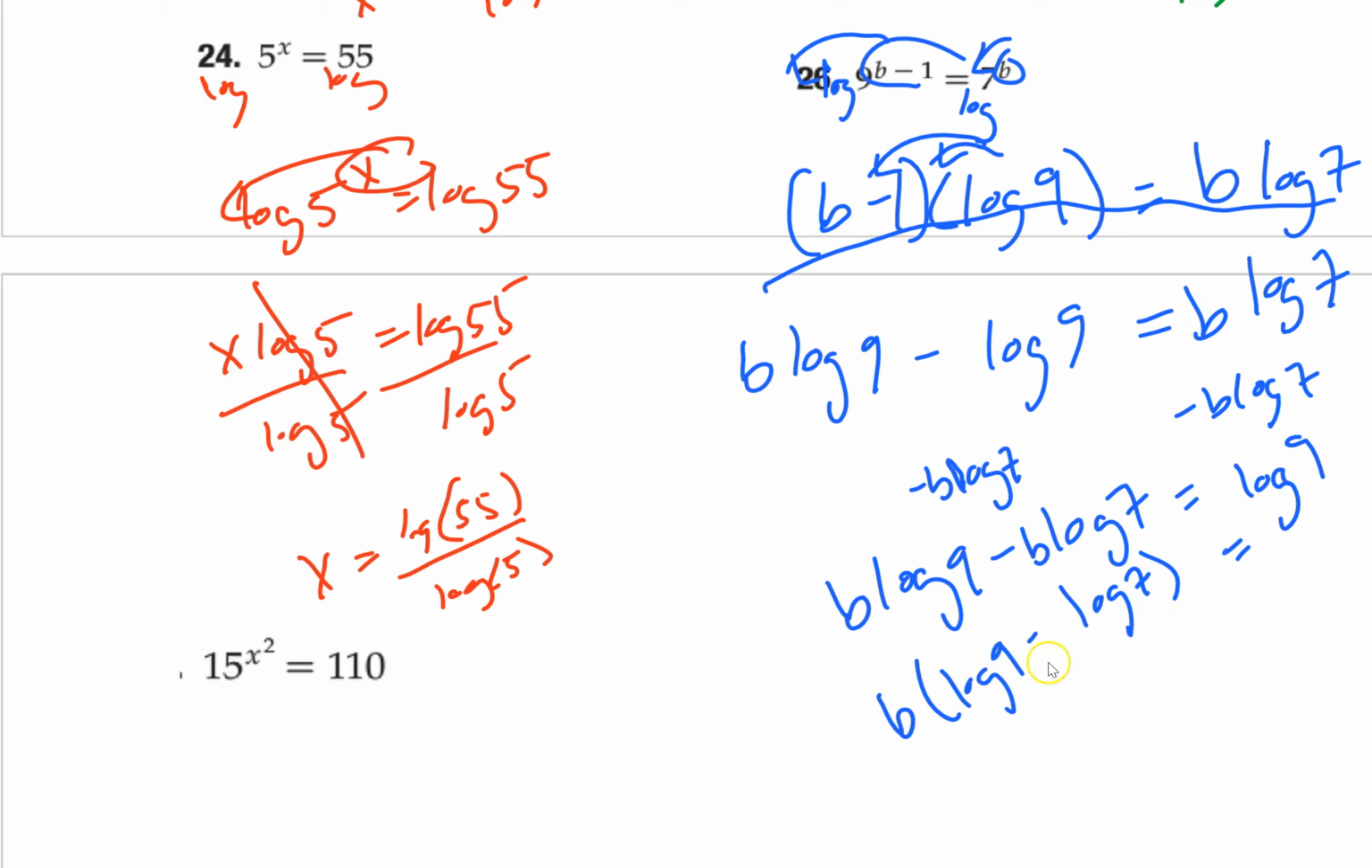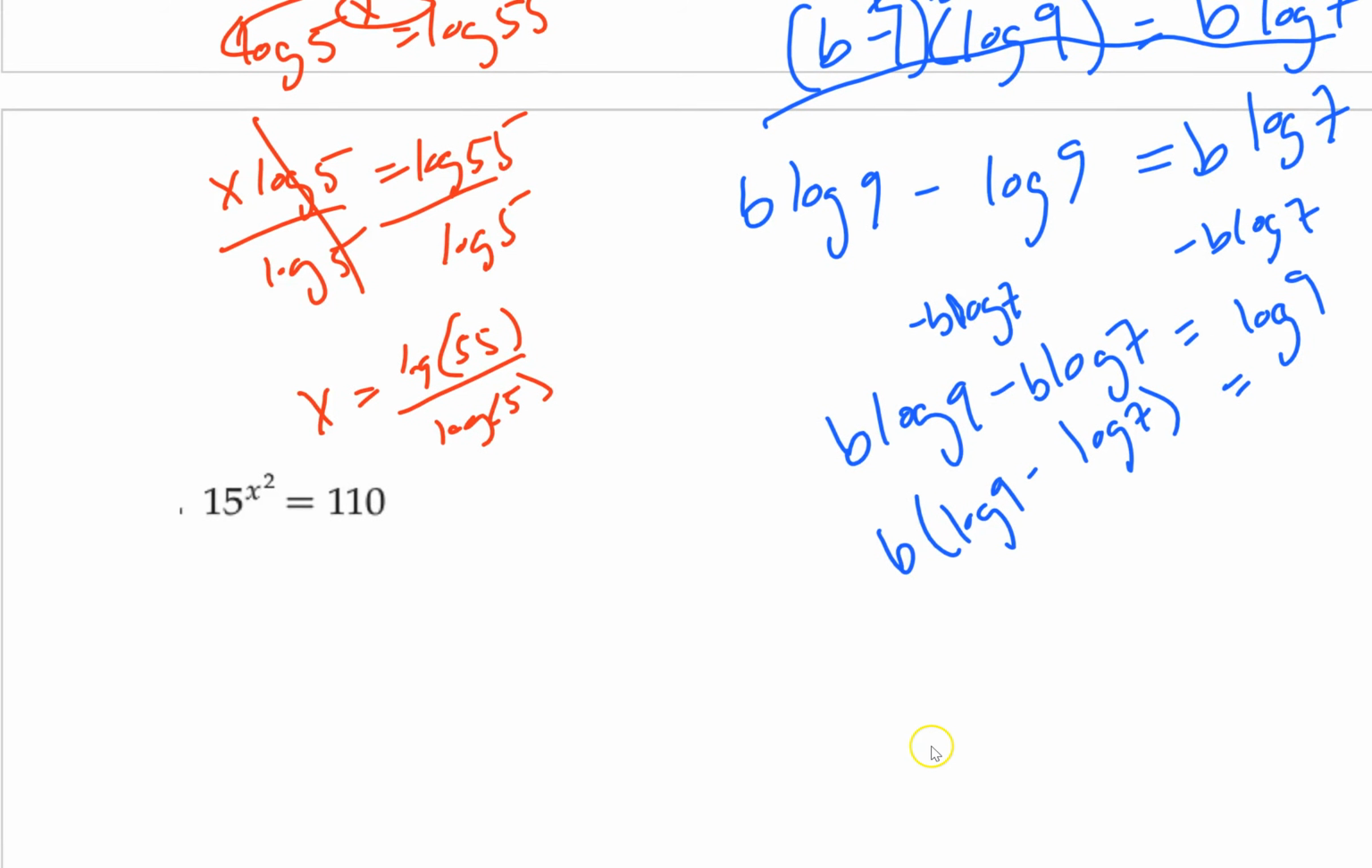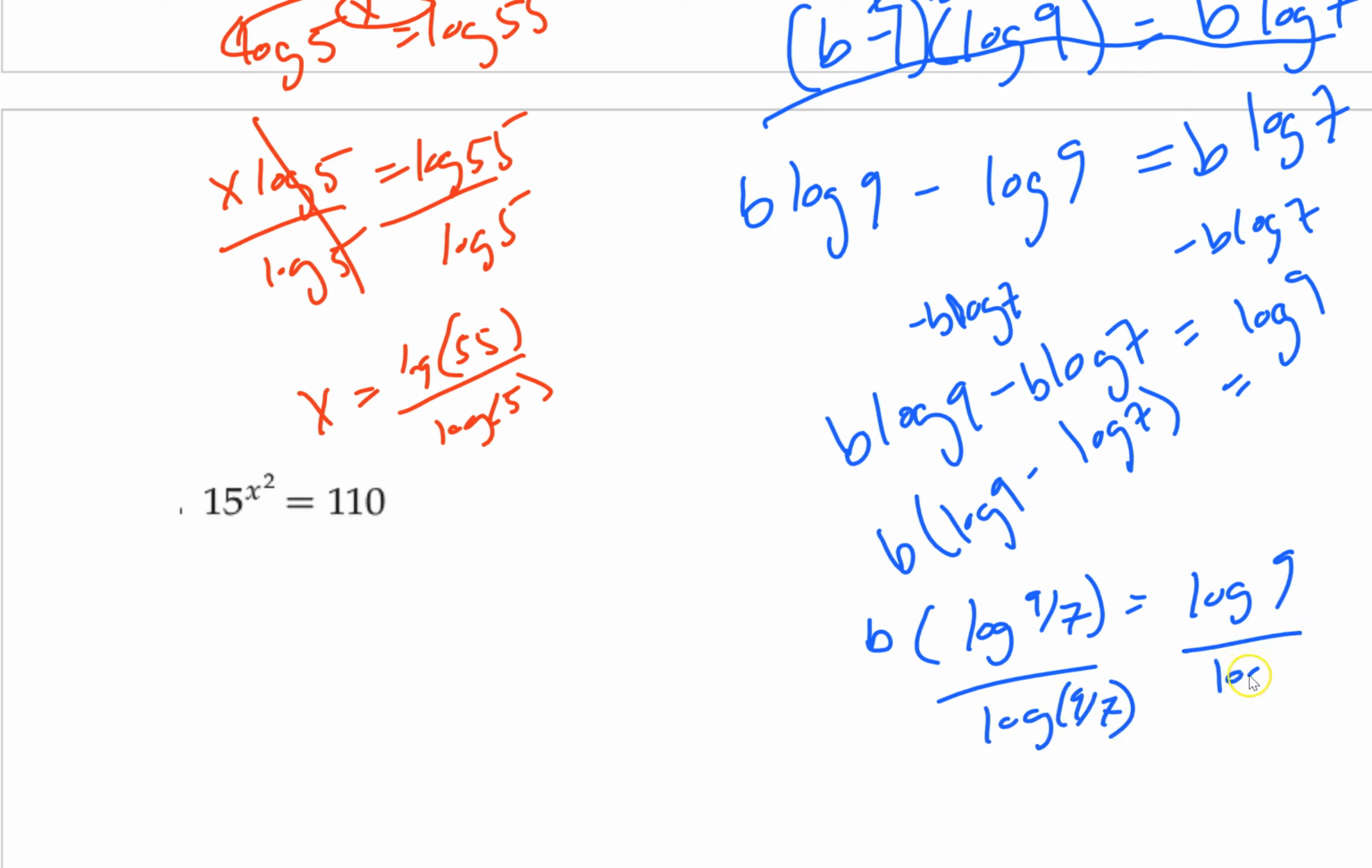But we're pros. Remember what minus means? Dividing. So we're actually going to get, this is a long problem, b, right, minus sign, subtract sign is dividing. Log 9 over 7 equals log of 9 on that side. Now you can just divide by this. Cancels out and you get b equals that monstrosity.